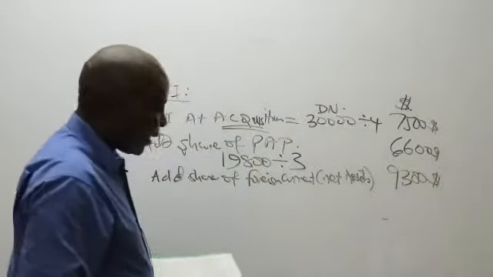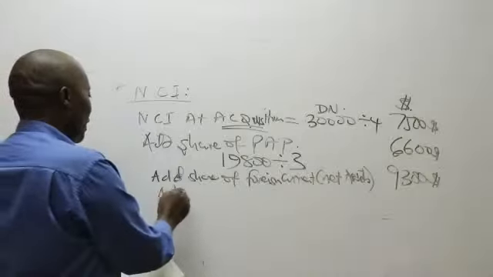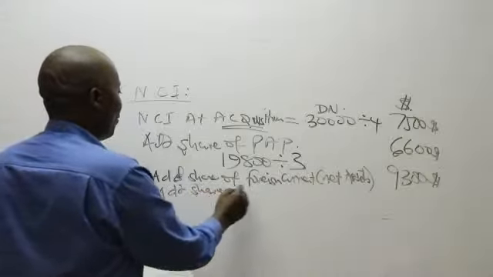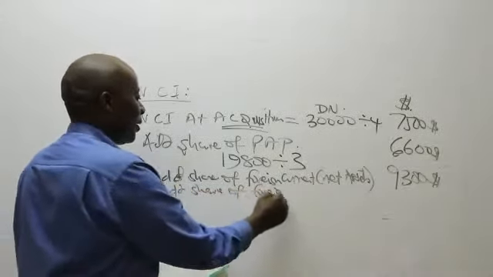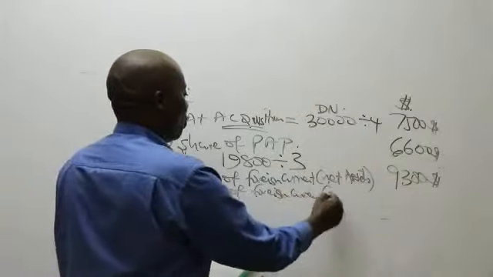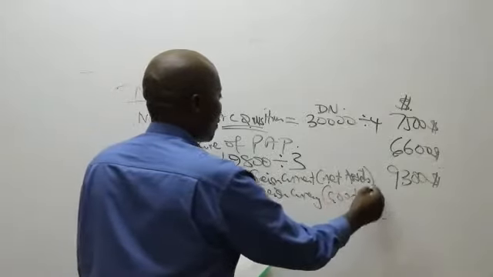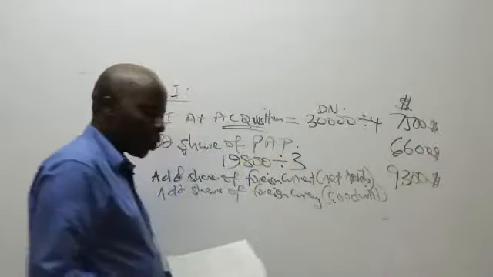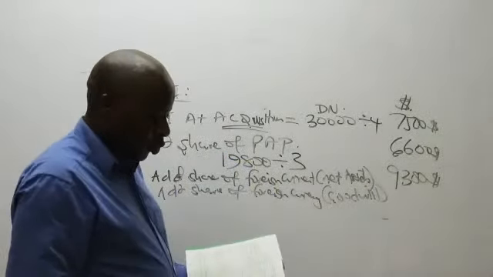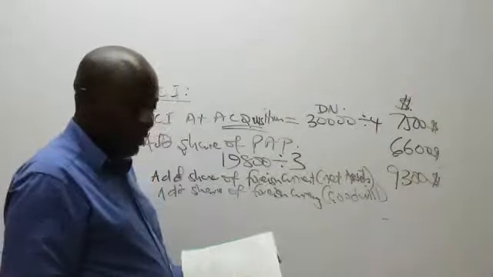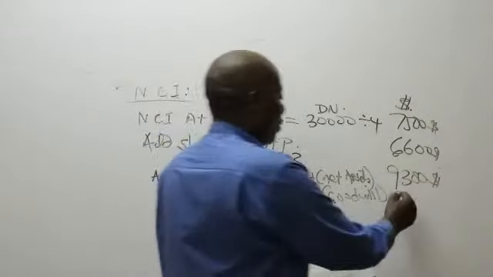All right. And then we have here, lastly, add share of foreign currency goodwill. How much? Goodwill, for goodwill, how much? Somebody, how much? 15,500.